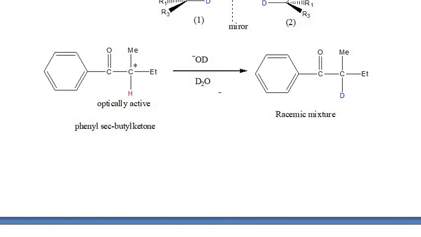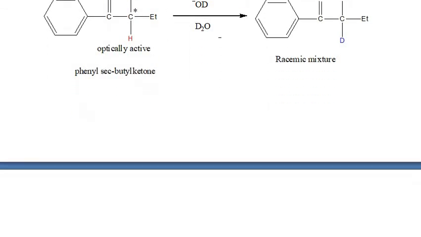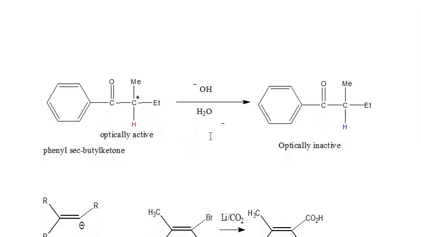One compound is optically active and this one is optically inactive due to the racemic mixture, due to racemization. Another example we can see here: the compound is optically active, phenyl secondary butyl. Here the leaving electrofuge is hydrogen and the electrophile is hydrogen. H is replaced by H, proton is replaced by proton, but the compound is optically inactive due to the racemization process.